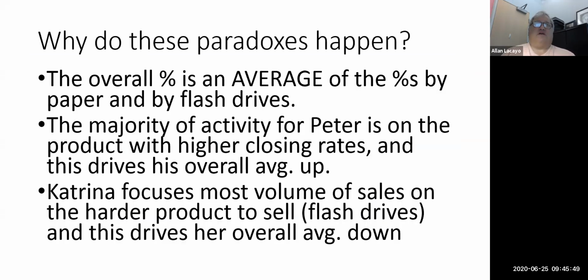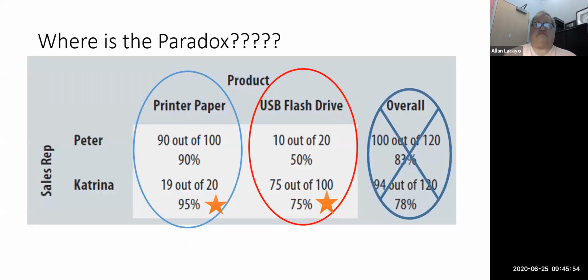So why do these paradoxes happen? Again, they happen because if we look carefully at the data, Peter focuses most of his client attention on paper sales. He sees 100 clients for paper sales, whereas Katrina only sees 20. On the other hand, Katrina's focus is on USB flash drive sales, much more so than Peter. So you can see that the frequency of attention that each salesperson pays to a different product is very different. In fact, it's opposing, it's symmetrically opposite.